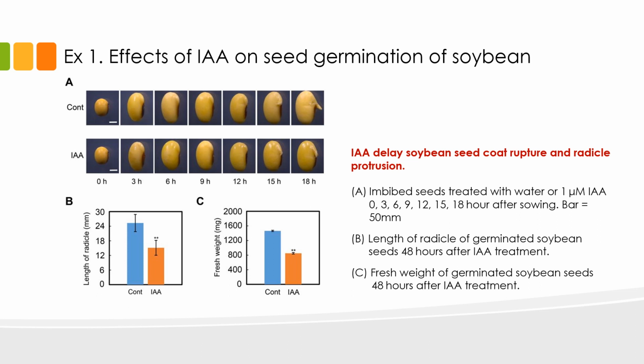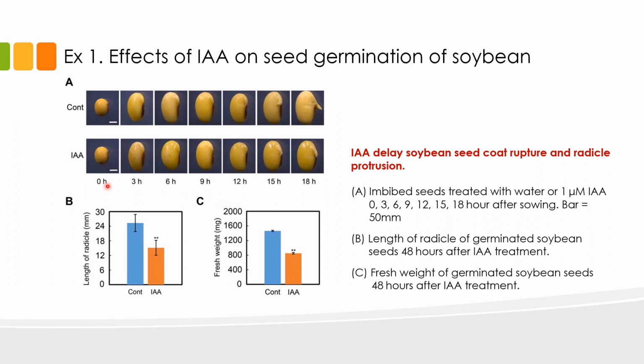We have here soybean seeds that were germinated in water, which serves as our control setup, and seeds treated with indole acetic acid, or IAA. IAA is a well-known auxin. As you can see, IAA treatment slowed down the germination of soybean seeds, as indicated by the shorter radicle after 18 hours of germination compared to the radicle of the control group.